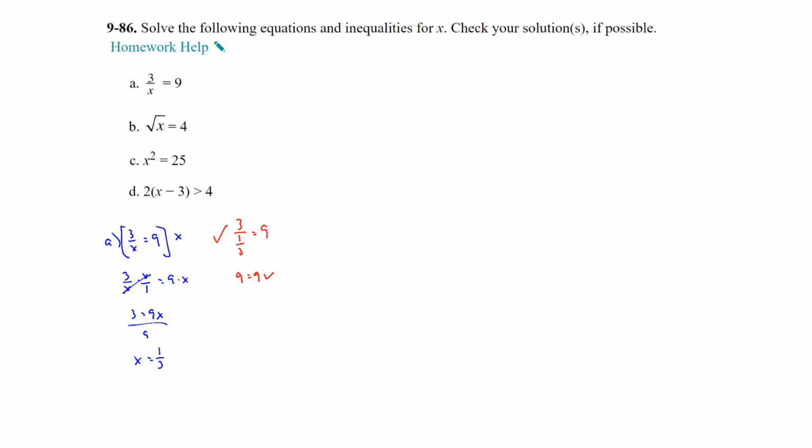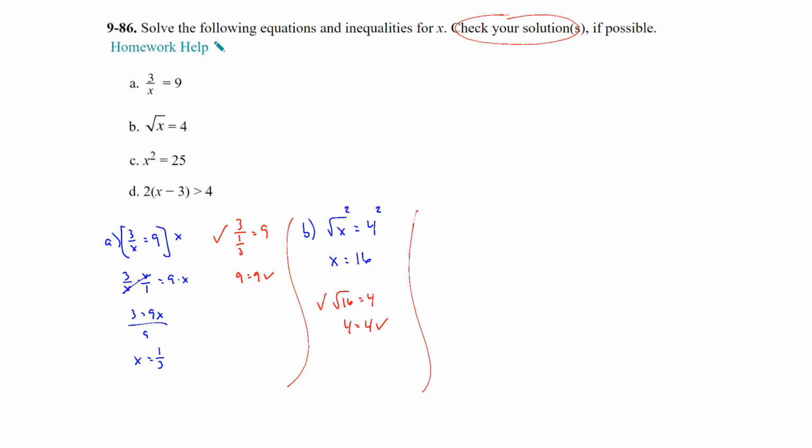It does say check your solutions, so I went ahead and showed you the check as well. On the next one, part B, we have the square root of x is equal to 4. With the square root, we can square both sides to cancel out the square root because they're inverses. So x is equal to 16, and we can do a quick check because the square root of 16 is 4.